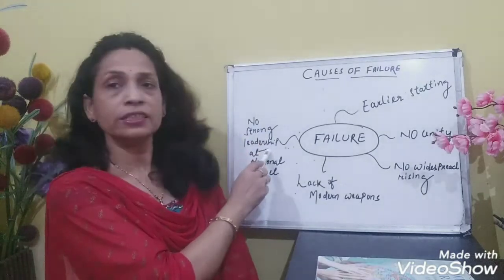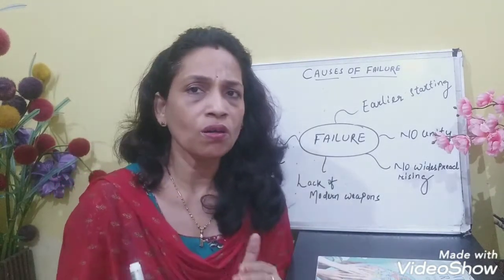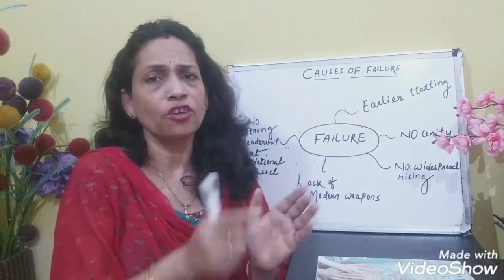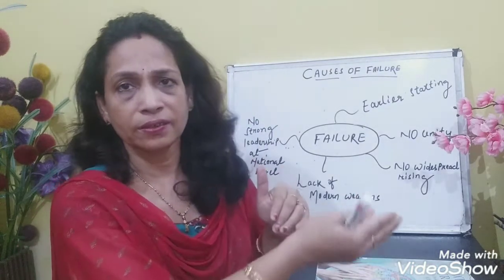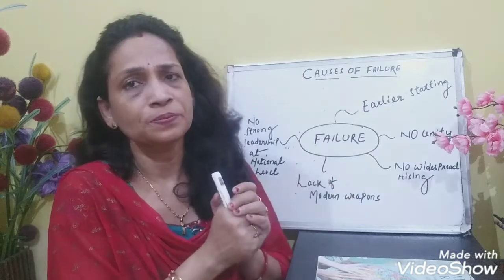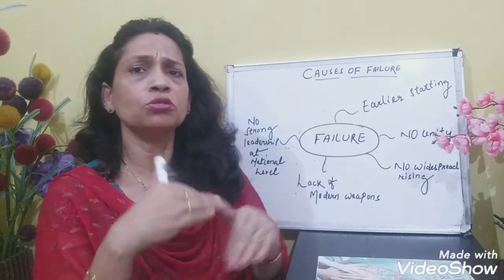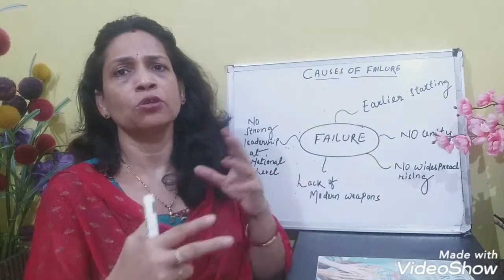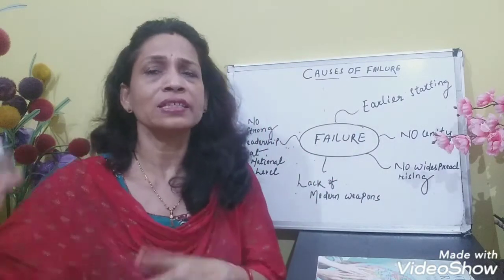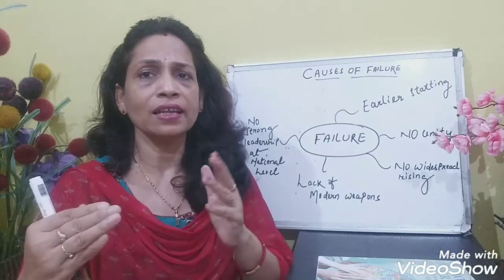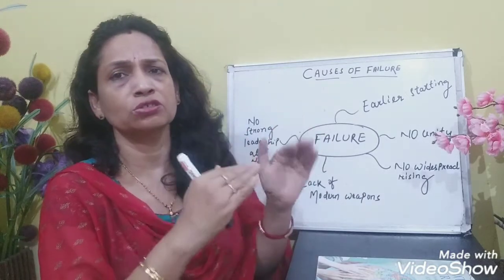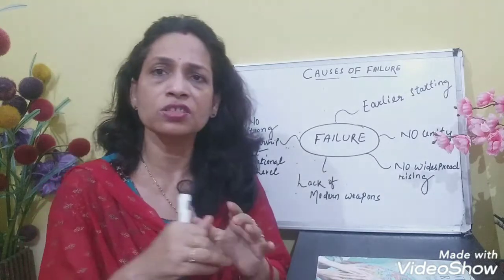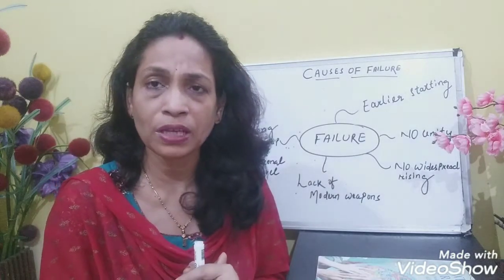Then no strong leadership at national level. Almost all the leaders fought for their own cause. The Queen of Jhansi fought because her adopted son was not given the right to be the ruler. So each ruler, whoever had joined the revolt, had their own cause. There was no such national cause, or at national level it was not found that there was such a strong leader who could lead the revolt at national level. So these were the various causes of failure of the revolt of 1857.